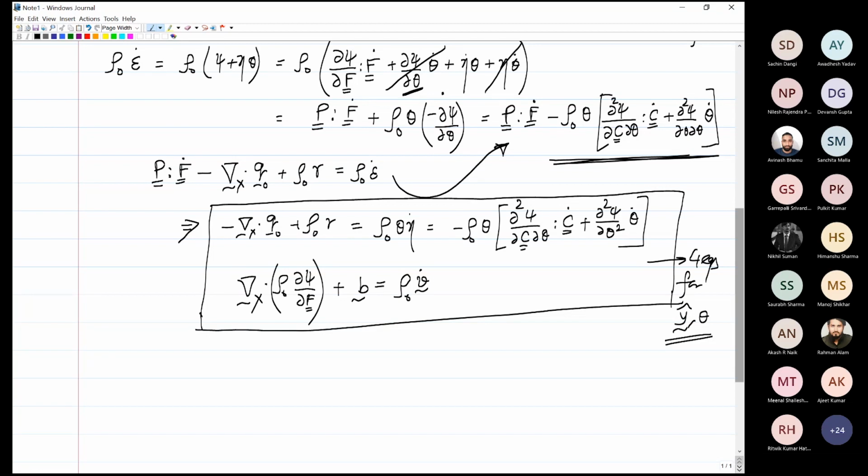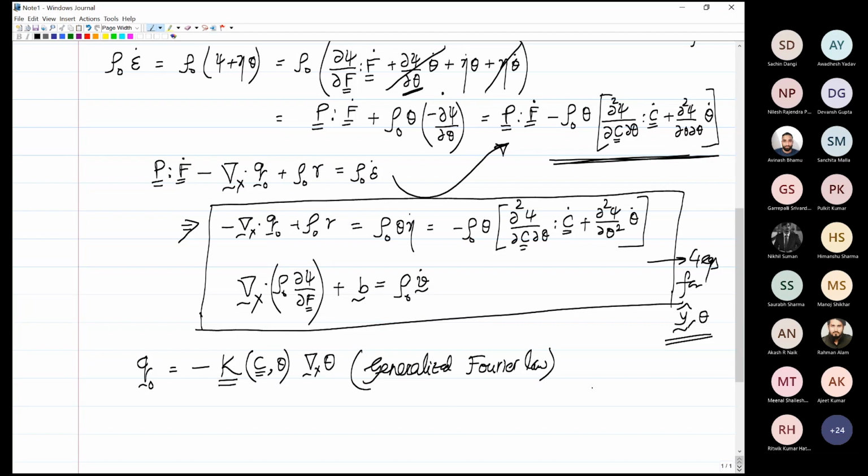And I'll also say that often for this referential heat flux Q naught, you might recall the Fourier law. So we call it the generalized Fourier law. This Q naught is simply minus some second order tensor K, which is a function of C and theta, times the gradient of theta. Fourier law of heat conduction, you remember? The simpler Fourier law was that Q naught is equal to some minus constant K times grad theta. So that is the isotropic Fourier law, whereas this is a generalized, anisotropic Fourier law.